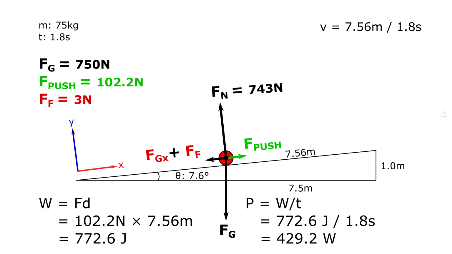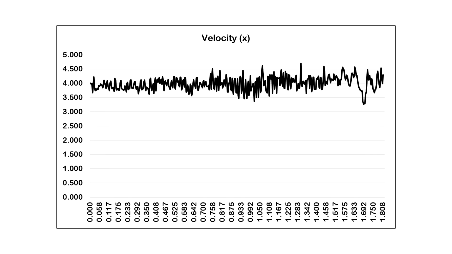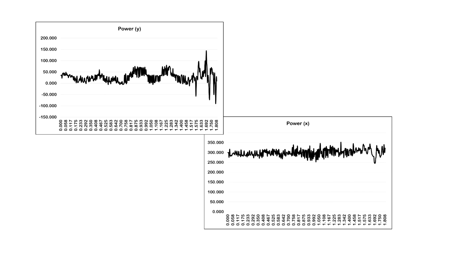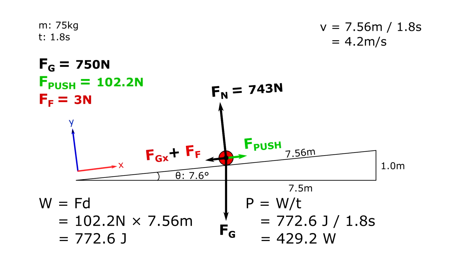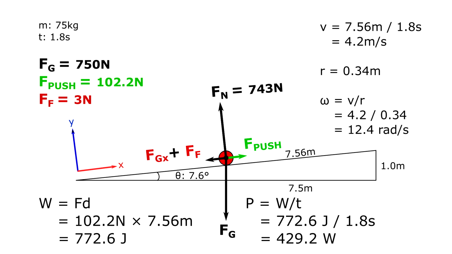7.56 meters over 1.8 seconds comes out to 4.2 meters per second on average, which is supported by tracking data along with the power output of the cyclist. So we did something right. As for the angular velocity, the wheels have a diameter of 27 inches, which is equal to the radius of 34 centimeters or 0.34 meters. Given a tangential velocity of 4.2 meters per second, the angular velocity of the tires is equal to the tangential velocity divided by the radius, or approximately 12.4 radians per second.